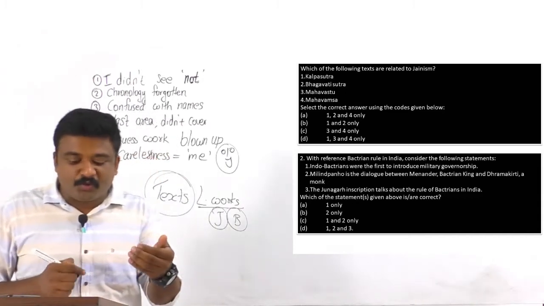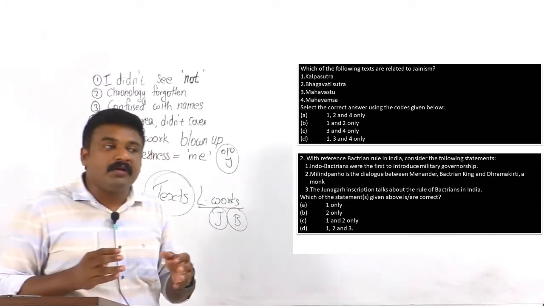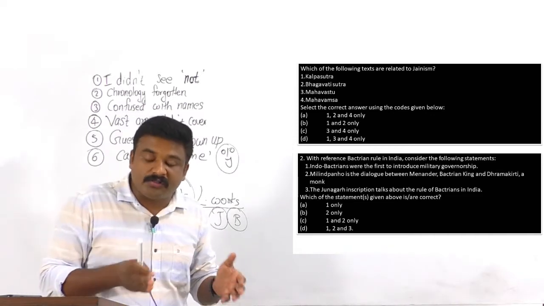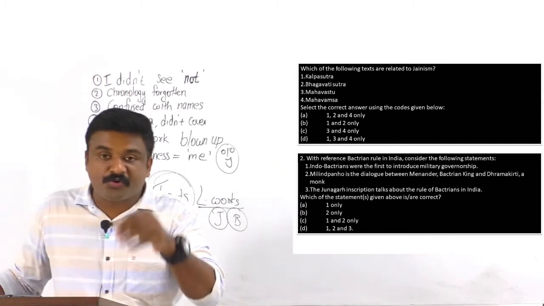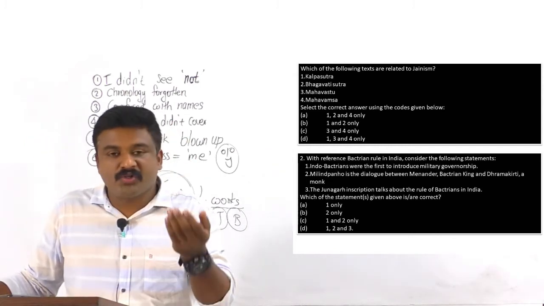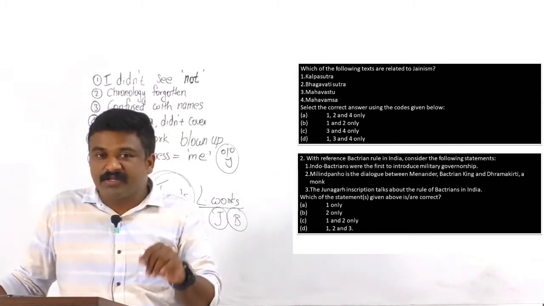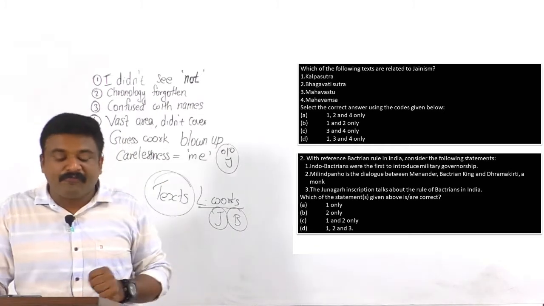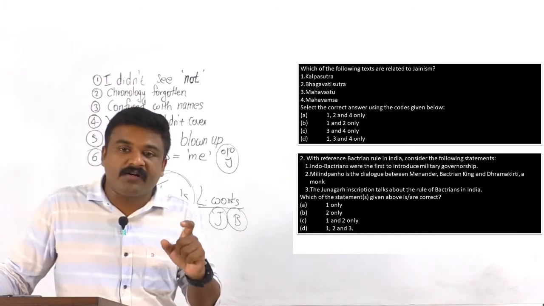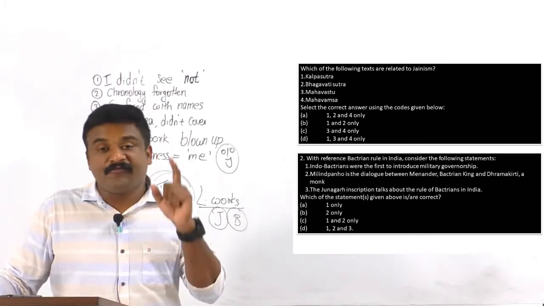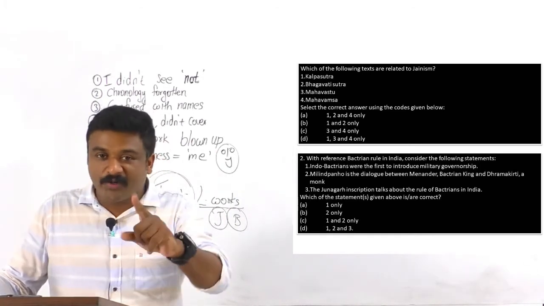Kalpa Sutra, Bhagavati Sutra, Mahavastu and Mahavamsha. Maybe you never heard these terms earlier. Kalpa Sutra, Bhagavati Sutra, Mahavastu, you never heard in your life. Just leave it, no issues. UPSC will always give a chance for elimination. Now look into the fourth choice, which is Mahavamsha. At least this term you heard while you learned history. Definitely you heard this term while you learned history.